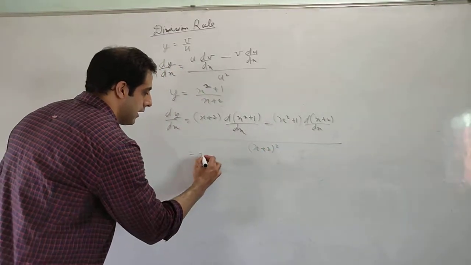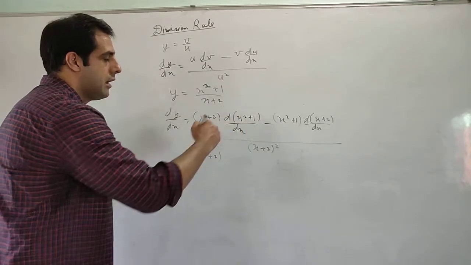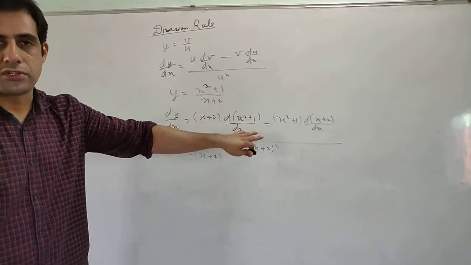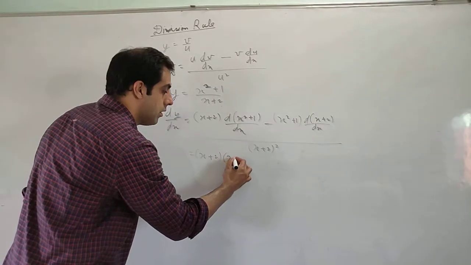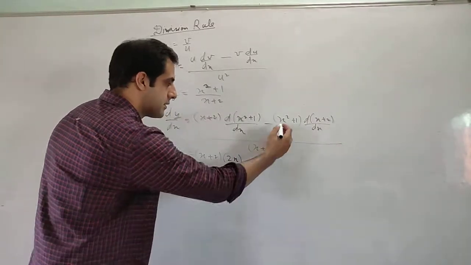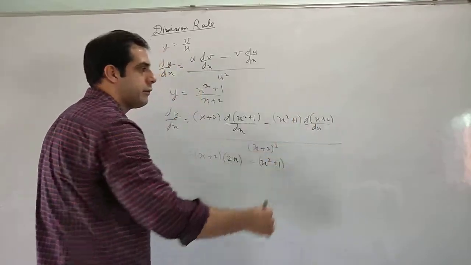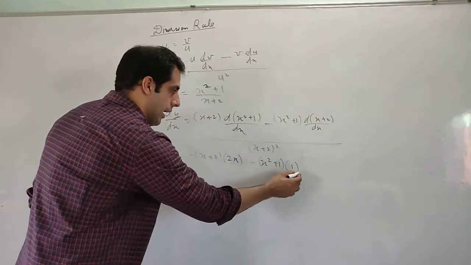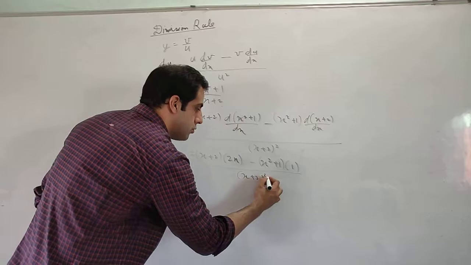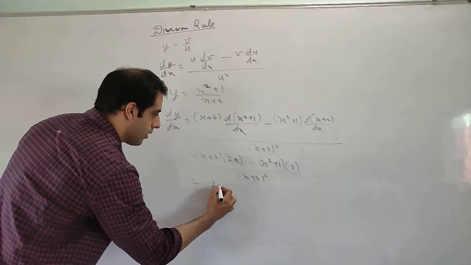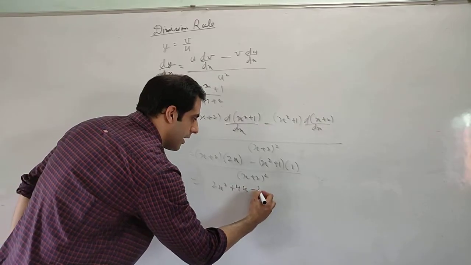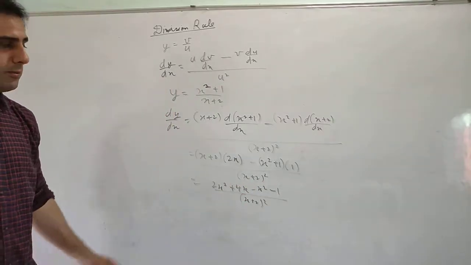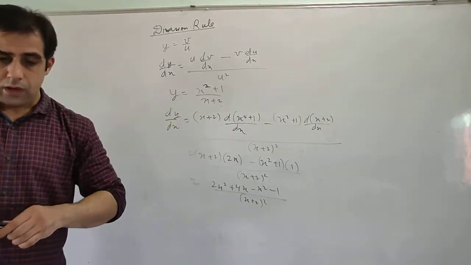Okay, you have to solve this. X plus 2 will remain as it is, not differentiated. Differentiation of x square plus 1, do it yourself, will be 2x. Minus, keeping x square plus 1 the same, differentiating x plus 2, do it yourself, will be equal to 1, and it will be divided by x plus 2 whole square. Now if you solve it, it will be 2x square plus 4x minus x square minus 1 upon x plus 2 whole square, and now it is simple algebra, you can do it yourself. So this is how we apply division rule.